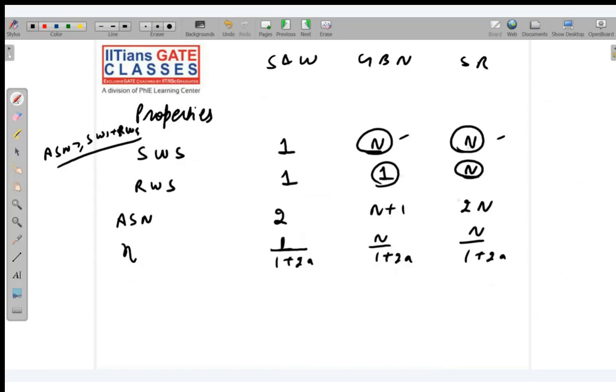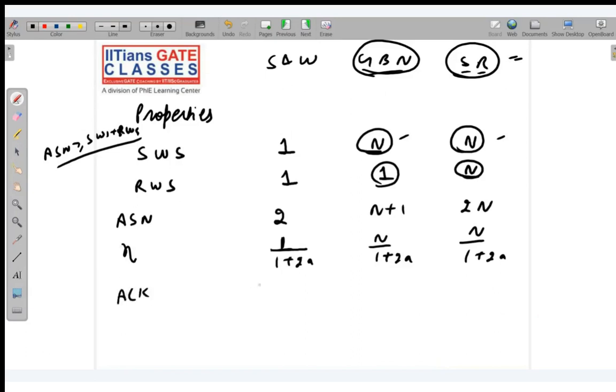Mathematically we are saying GBN and SR efficiency is the same, but actually SR will be much more efficient. Why? Because in selective repeat, we will repeat only those frames whose timer expired. But in GBN, if the timer expires for the first frame, we have to repeat the entire window. That is the problem.